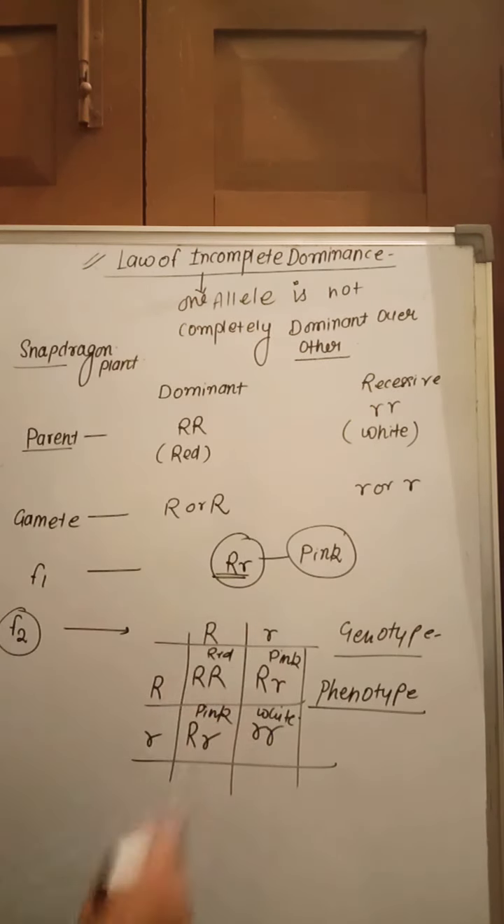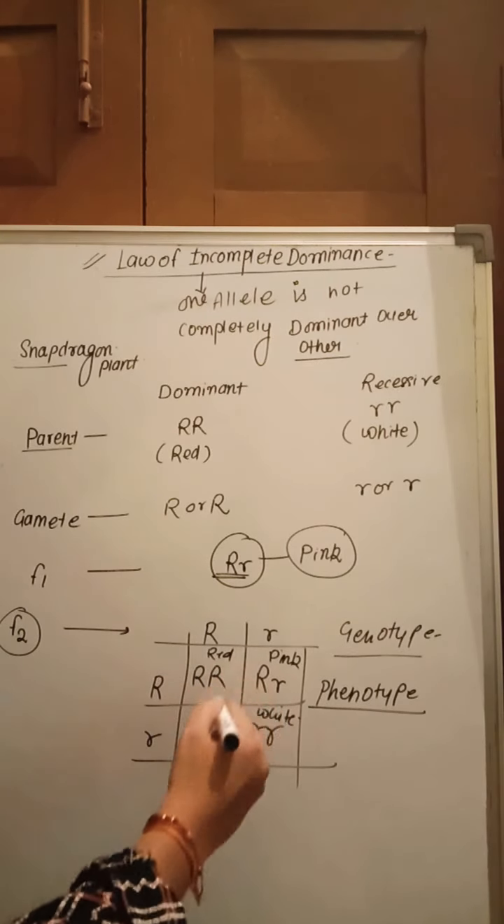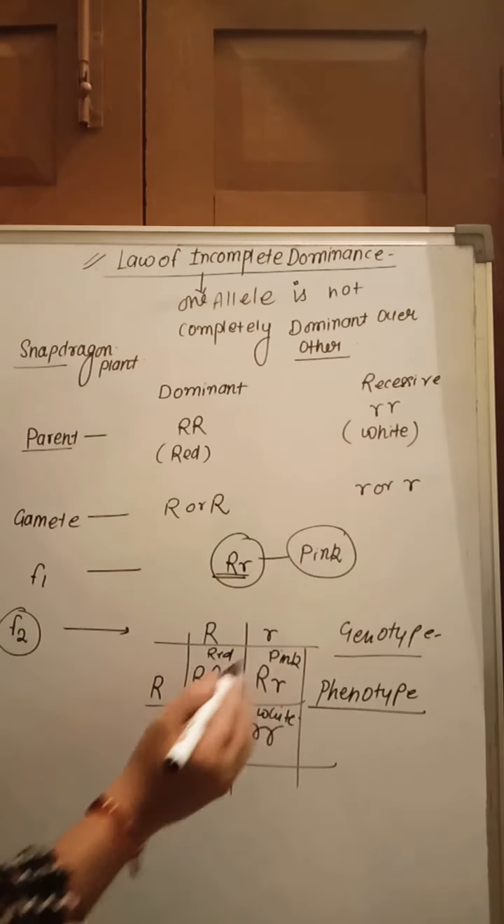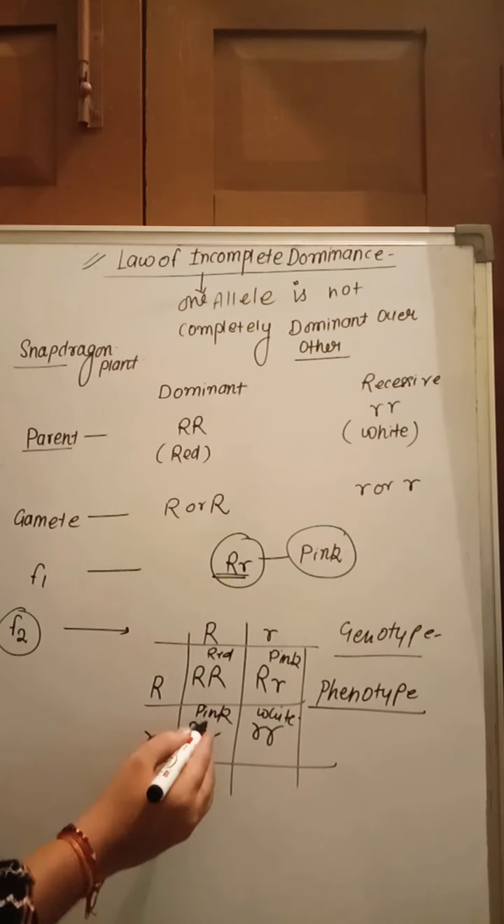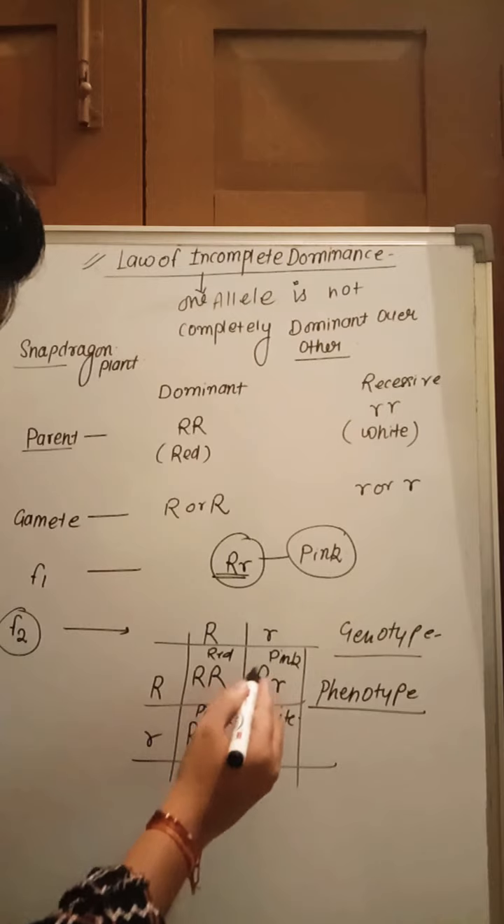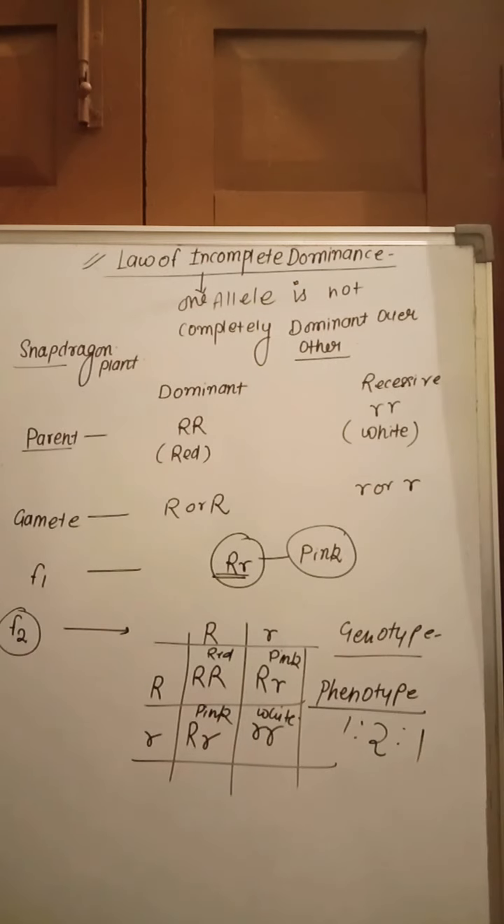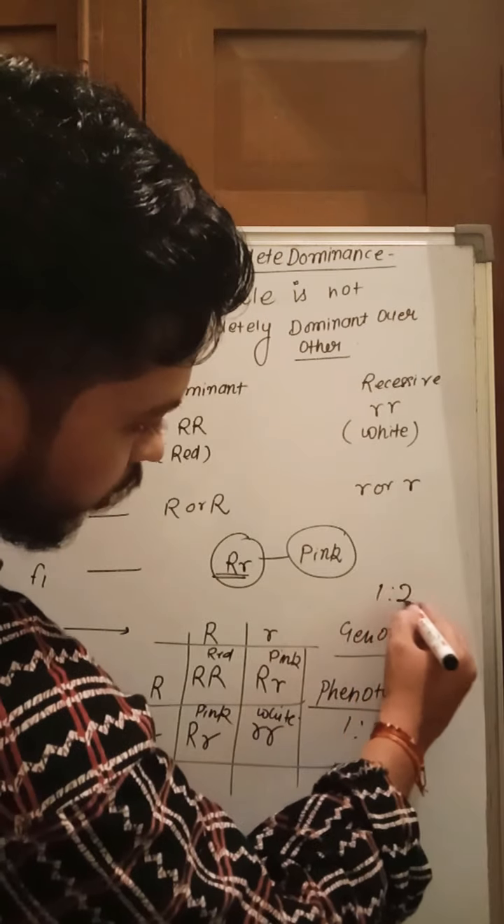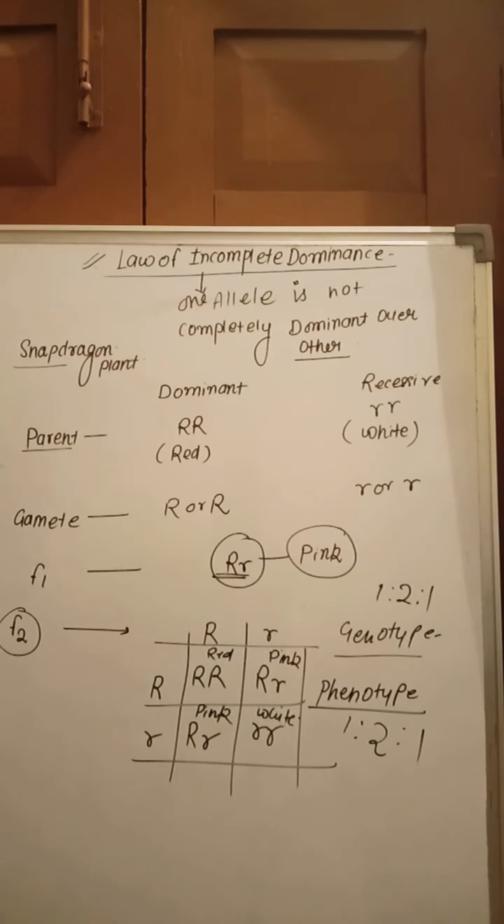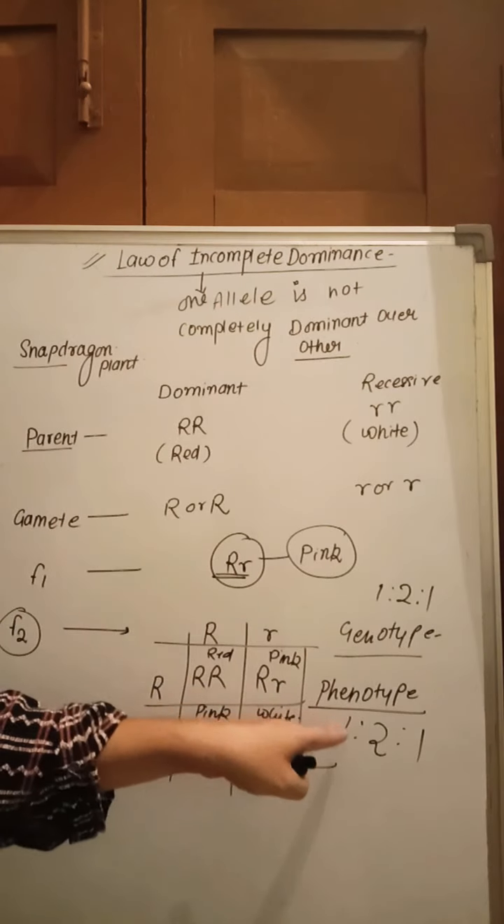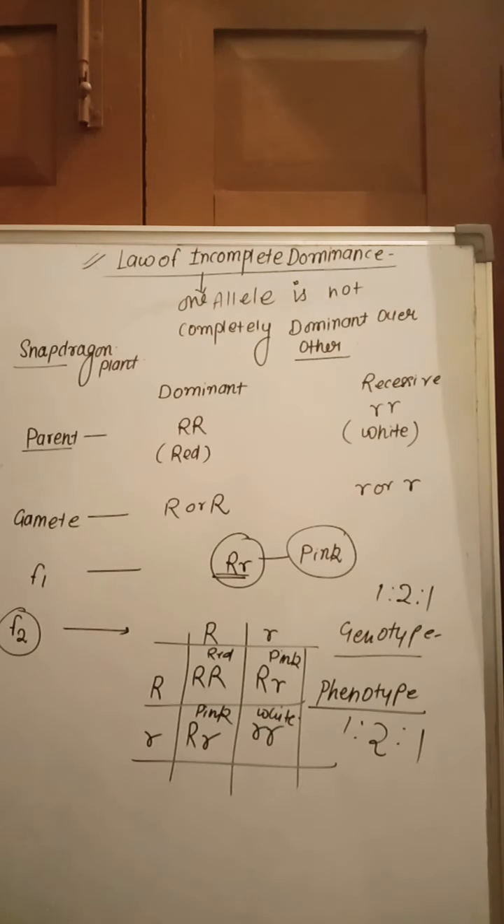In the F2 generation, we cross that type of genotype we found, that is, one red, pink, pink and white. So what is the phenotype? How many red? 1. How many pink? 2. And how many white? 1. So 1:2:1. And what is the genotype? 1:2:1. Genotype and phenotype are the same. According to the law of dominance, the phenotypic ratio should be 3:1. But in the case of incomplete dominance, it is 1:2:1. So that is called the law of incomplete dominance.